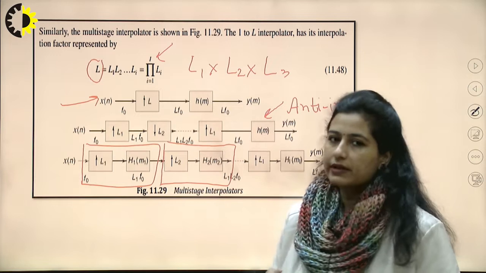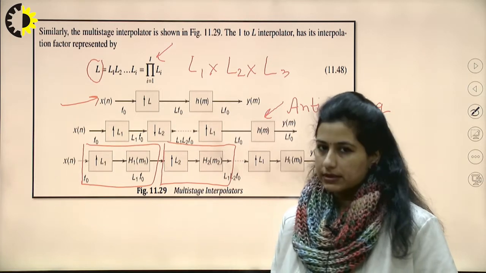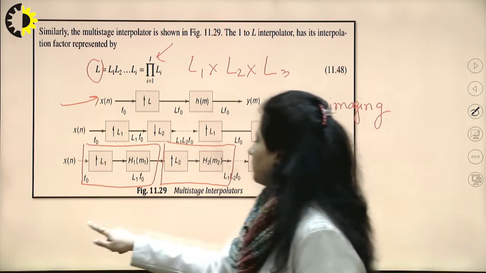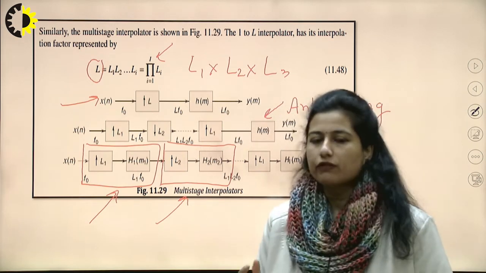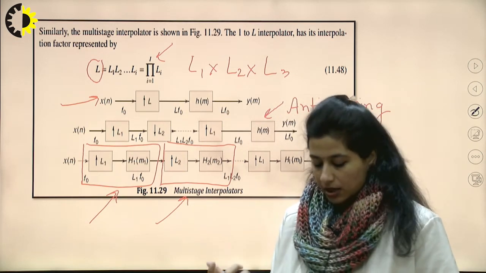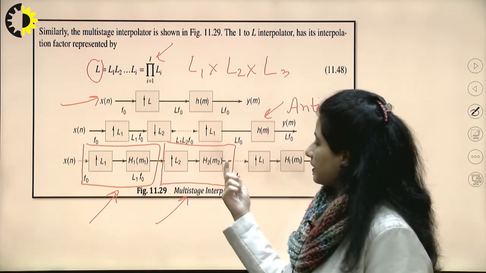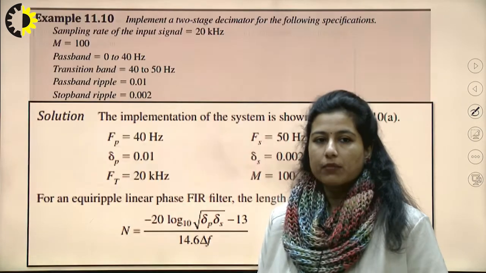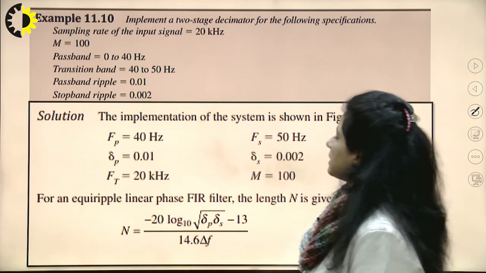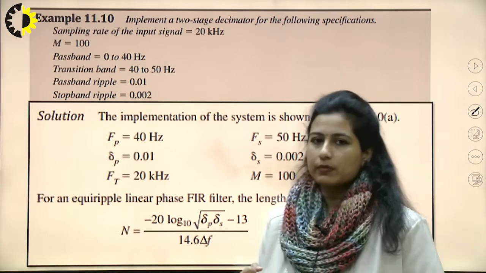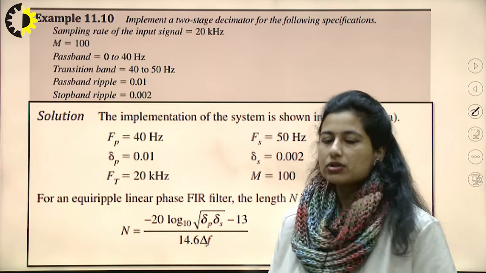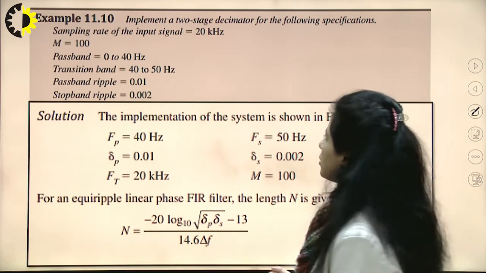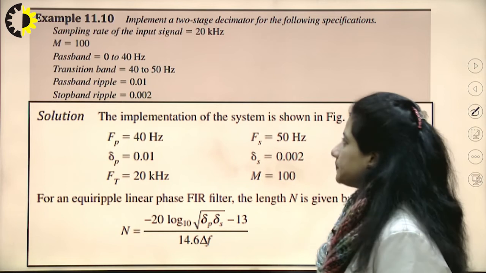So the task of designing the multi-rate processor would be repeated multiple times for different values of L or different values of M. Actually, we have to design different filters depending upon the requirement. So we'll see this entire process with the help of a numerical, on how to implement a single stage decimator or interpolator, or a multi-stage decimator or interpolator.